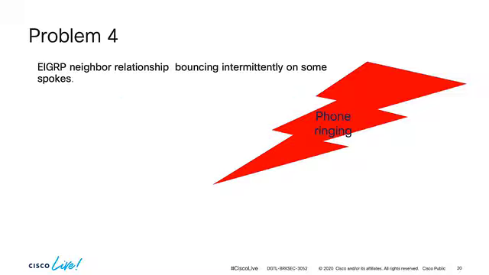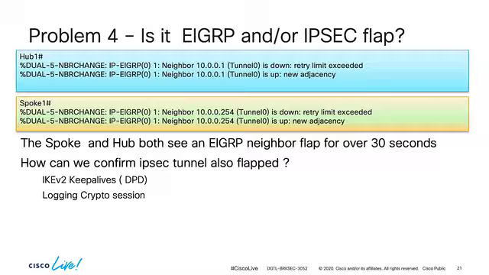Again, remember, when we have any kind of flapping or bouncing, interface tunnel bouncing or routing protocol neighbor bouncing, it's very, very important that we understand what is flapping or bouncing. Is it the routing protocol, is it EIGRP? Or is it the tunnel interface or the IP, which in turn affects the IPsec tunnel? Which of it is actually flapping?